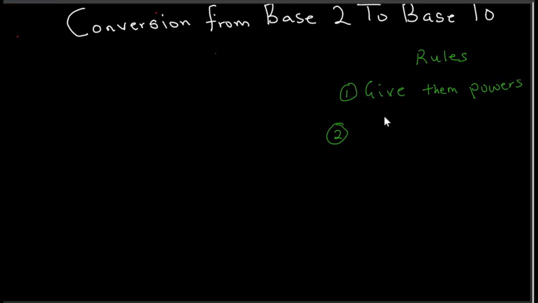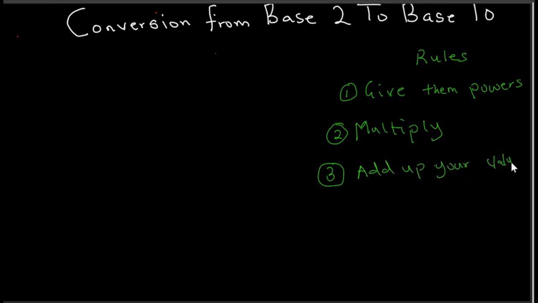The first rule when working with binary numbers, converting them to base 10, is to give your binary numbers powers. But don't worry, I will explain this. When you give them powers, the next thing is to multiply the number by the base raised to the power. Let's just write that down: multiply. Thirdly, we will work it out. Thirdly, add up your values. Okay, so let's work out an example here.